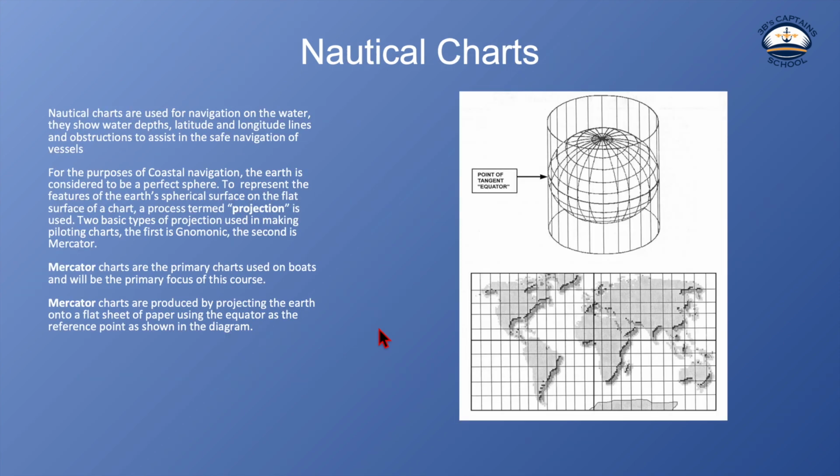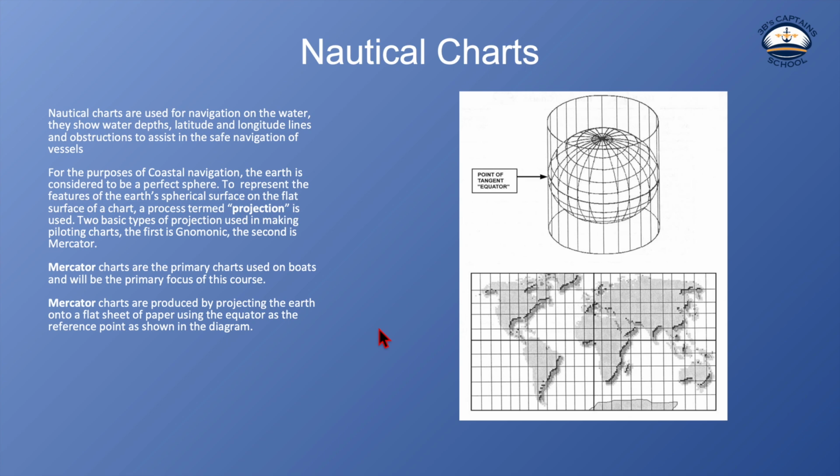All right, nautical charts are used for navigation on the water. They show water depths, latitude and longitude lines, and obstructions to assist in the safe navigation of vessels. For the purposes of coastal navigation, the Earth is considered to be a perfect sphere. To represent the features of the Earth's spherical surface on the flat surface of the chart, a process termed projection is used. There are two basic types of projection used in making piloting charts.